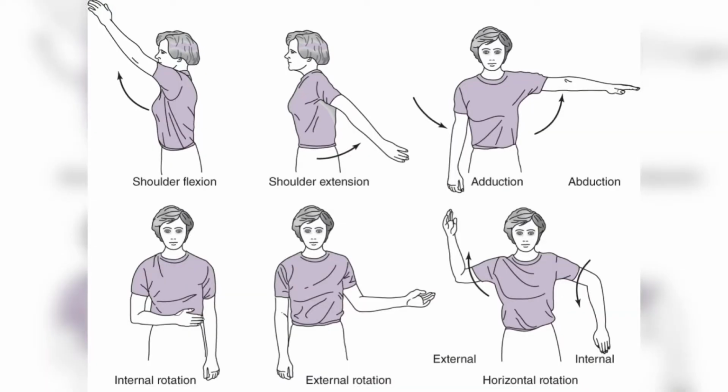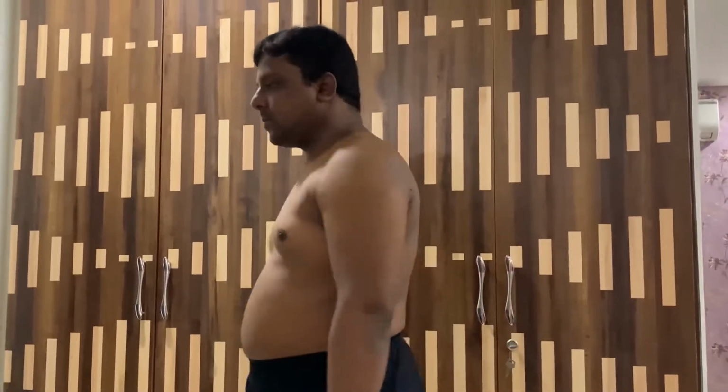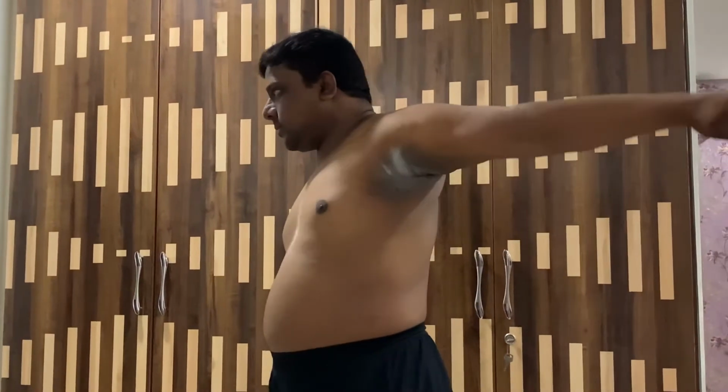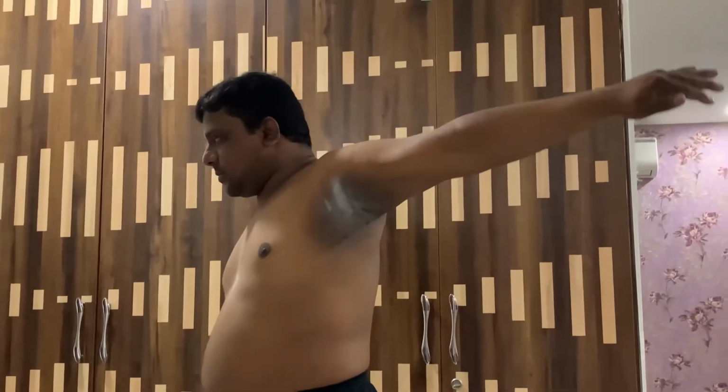Now we will examine the range of motions. First, flexion, where the patient raises his arm in the front and overhead. Extension, where he moves his arm behind. Abduction, raising his arm out to the side and overhead. Adduction, crossing an arm in front of his body.